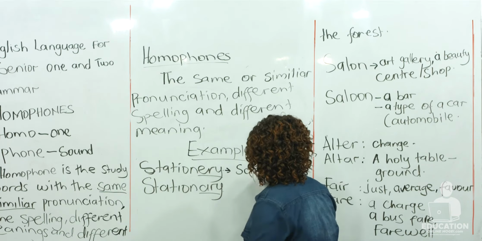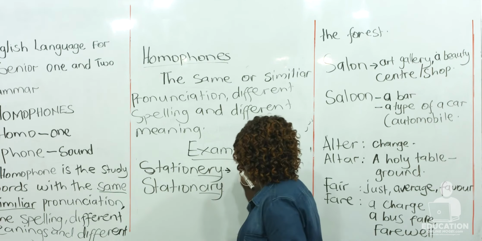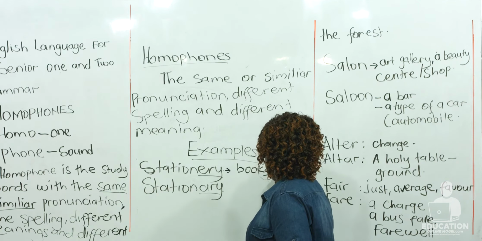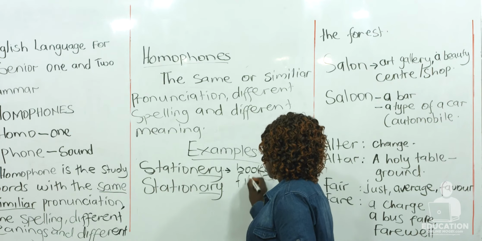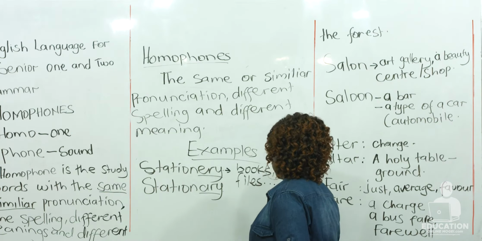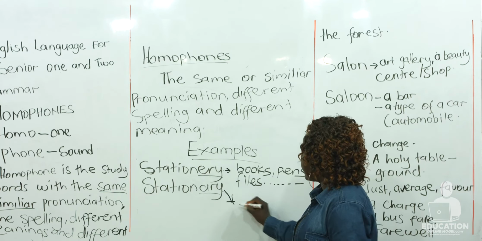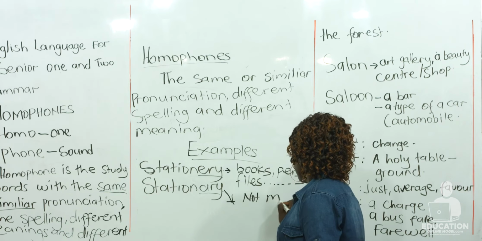So this one, stationery, is for scholastic material where you find books, pens, files, and so forth. Meanwhile, this one, stationary, means something not moving. Not moving.